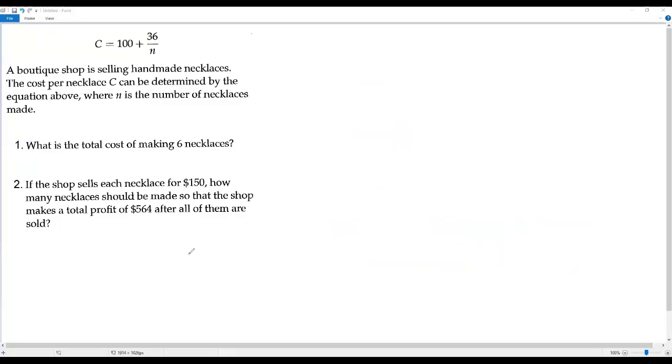The second question is, if the shop sells each necklace for $150, how many necklaces should be made so that the shop makes a total profit of $564 after all of them are sold? I assume X as the number of necklaces the shop must make and sell to earn a total profit of $564. So what is the selling price of each necklace? According to the information in question 2, the selling price of each necklace is $150.